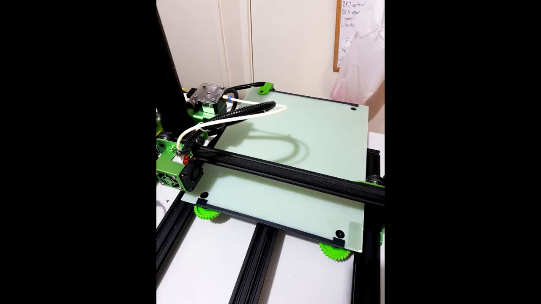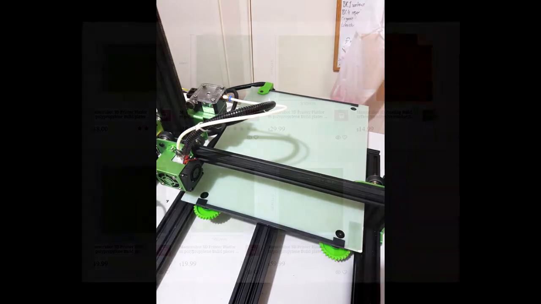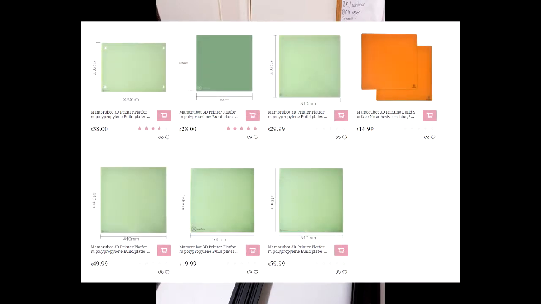The particular Mamorubot plate I purchased, link below in description, was marketed for a TEVO 3D printer. Specifically, being 3mm thick, this plate's dimensions are 310mm by 370. So at this size, this includes at least the TEVO Tornado, I believe some of the Creality CR series, and generally any printer that supports a 300x300 build volume. Mamorubot do offer a fairly wide range of plates though, so it's worth having a look even if you don't happen to have this particular size.